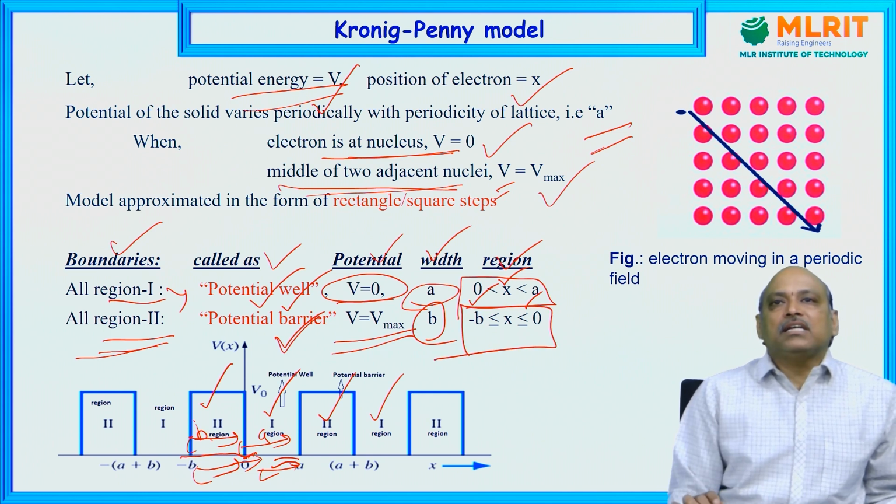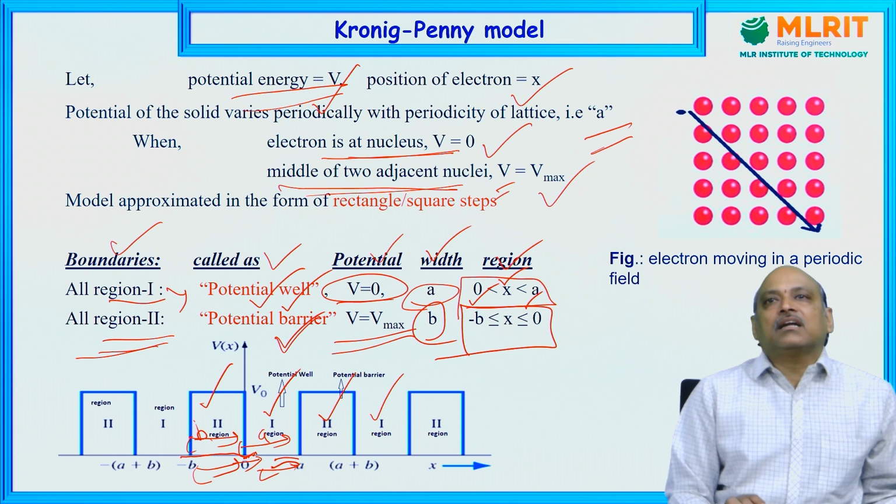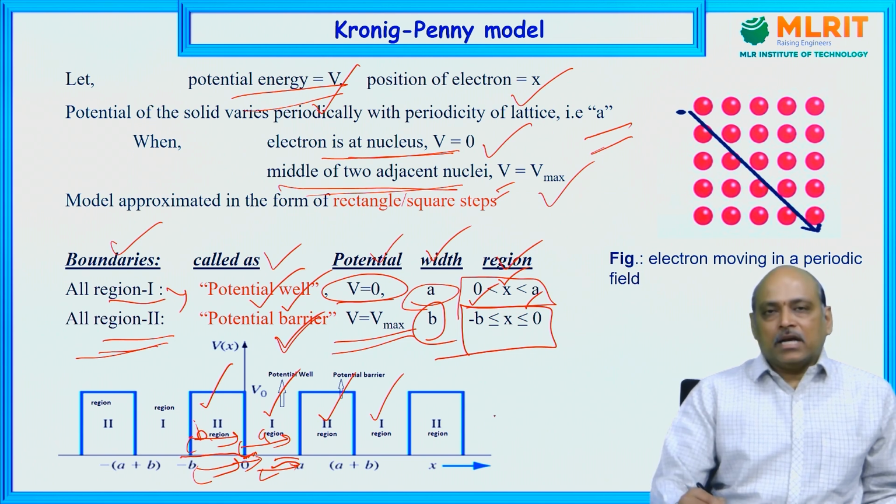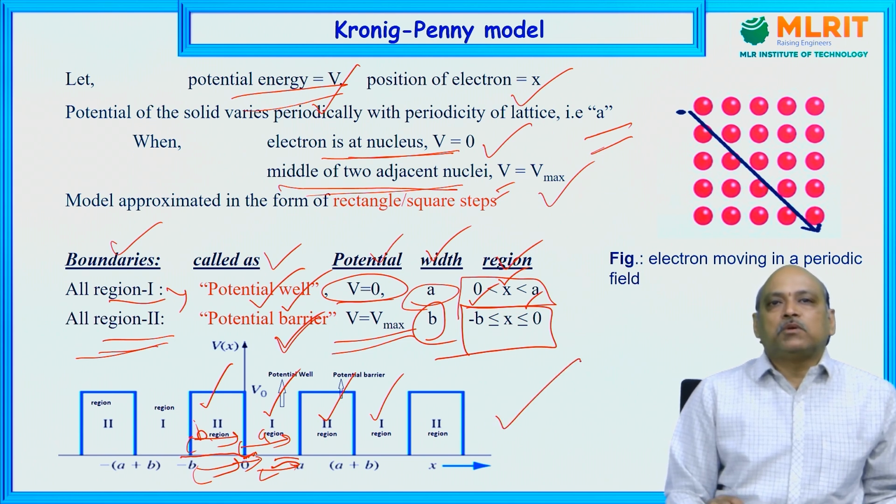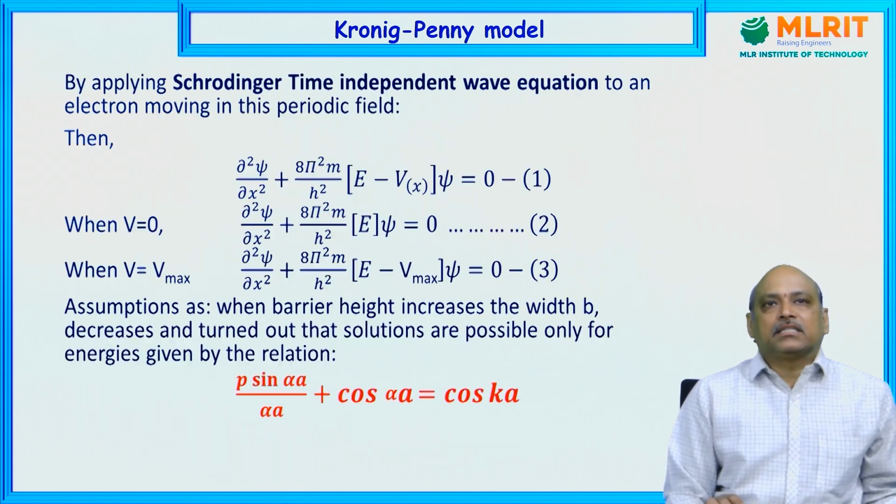So this model is nothing but how the potential energy of a moving particle varies with respect to the position of that electron in a periodic field. According to the Kronig-Penney model, it consists of a series of potential wells and potential barriers.